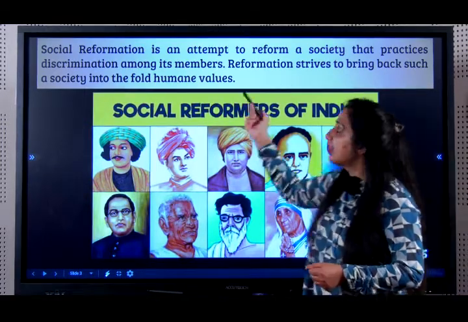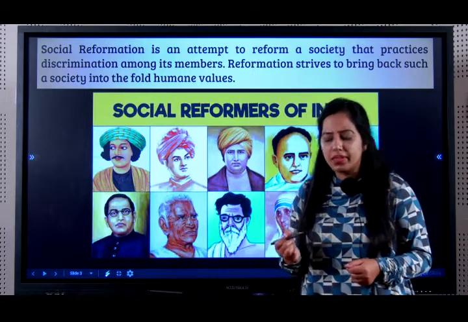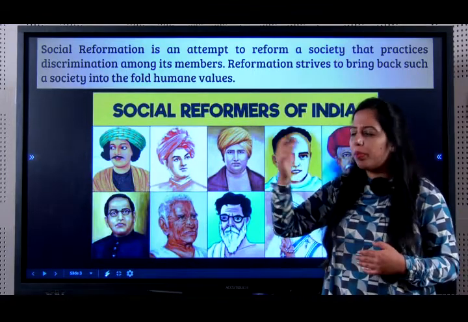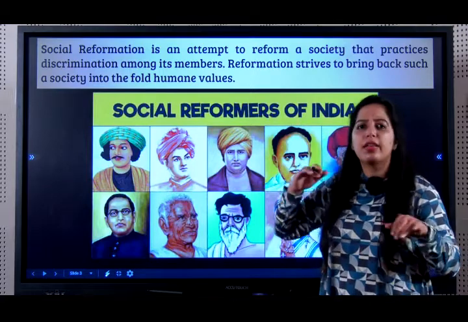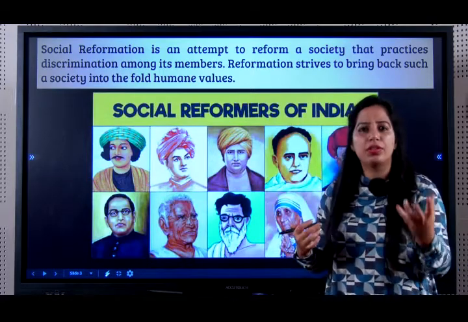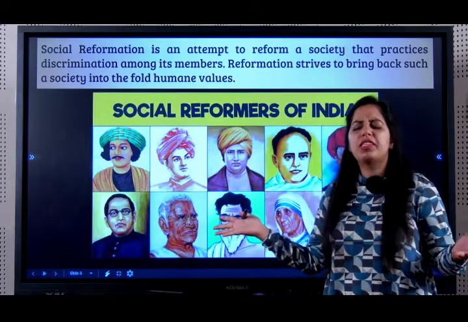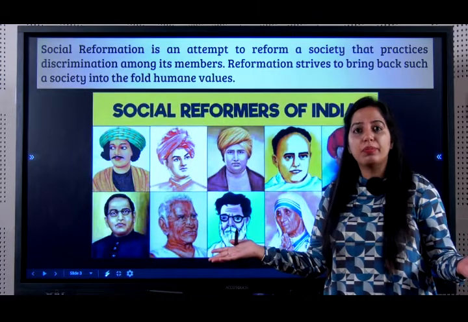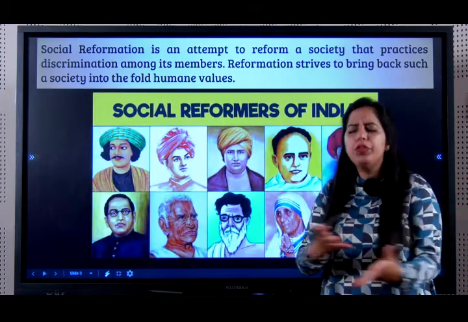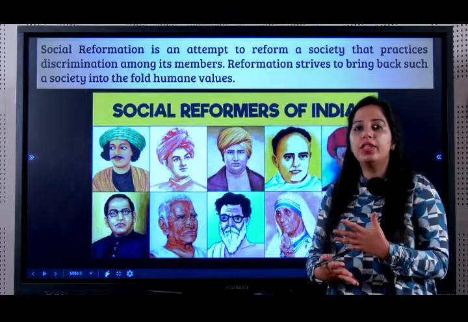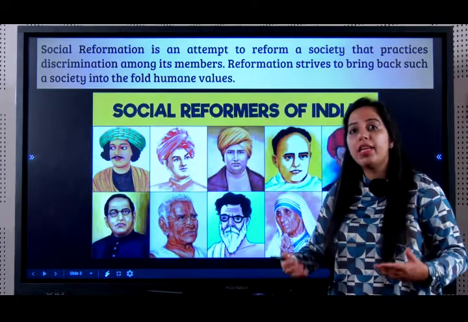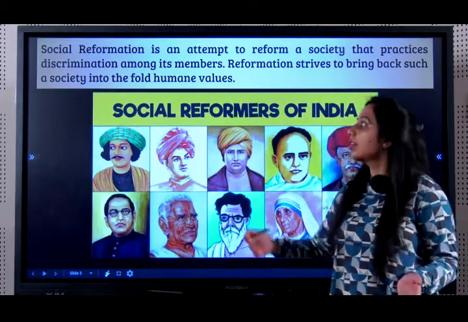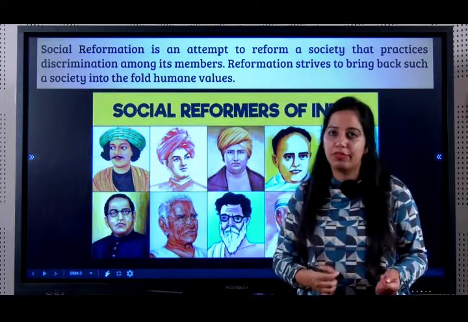That practices discrimination amongst its members. Maybe there's discrimination: oh, you're black, you're white, you're higher class, you're lower class, you're a Brahmin, you're a Shudra. There's a lot of discrimination, as we have learnt in the chapters before. So we want to remove this. The movement that is trying to bring this change in society is social reformation.